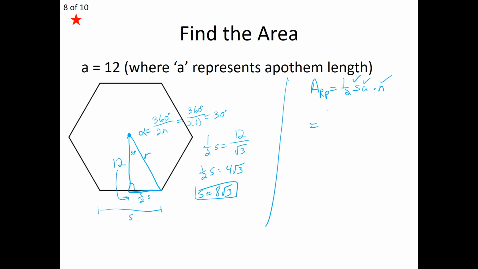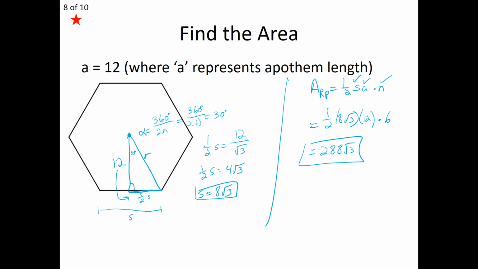So the area of our regular polygon is 1/2 our side measure, which is 8 root 3, times our apothem, which is 12, times the number of sides, which is 6. We can multiply all of our outside factors, 1/2, 8, 12, and 6. We get our value of 288, and that's all being multiplied to that square root of 3 still. And so there is the area of this regular hexagon.